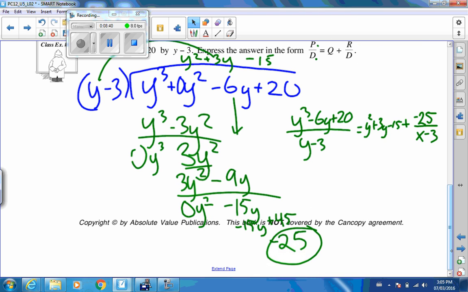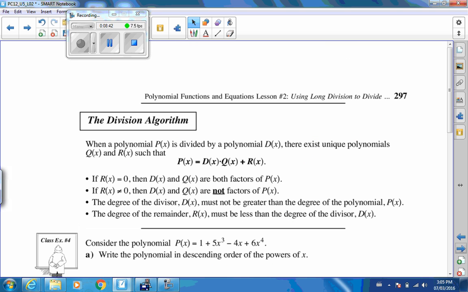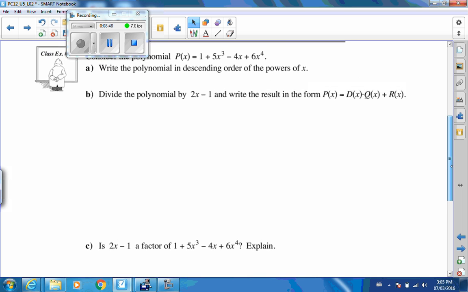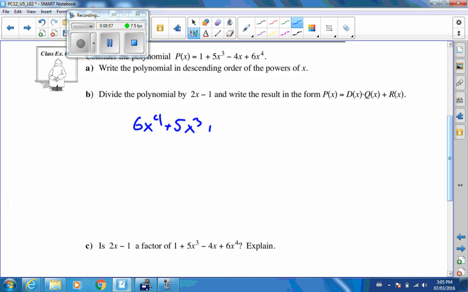All right, rock and roll. This is the division algorithm. It's really straightforward. All we have to do is be able to factor these things up. I have to write them in the right order: 6x to the 4th plus 5x cubed plus 0x squared minus 4x plus 1. Put the whole thing up.